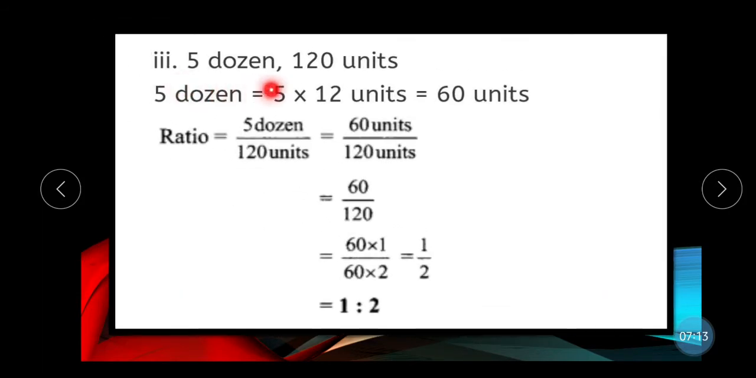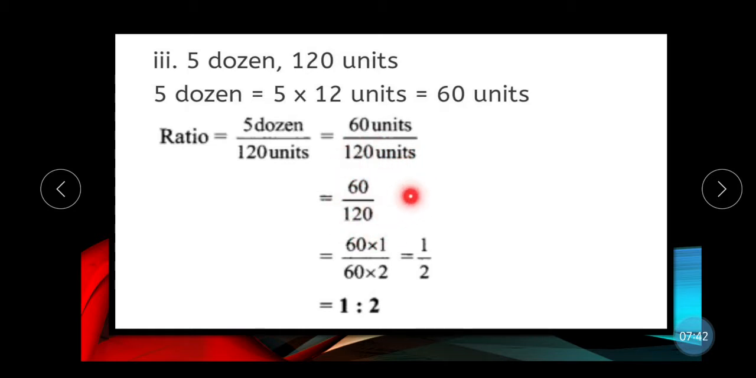Third one, 5 dozens and 120 units. Dozen and this is in units. So let's convert this dozen into units. 5 dozen is equal to 5 into 12 units. That is equal to 60 units. So 60 units and 120 units are in the same unit. So the ratio is equal to 5 dozen upon 120 units. That is equal to 60 units upon 120 units.